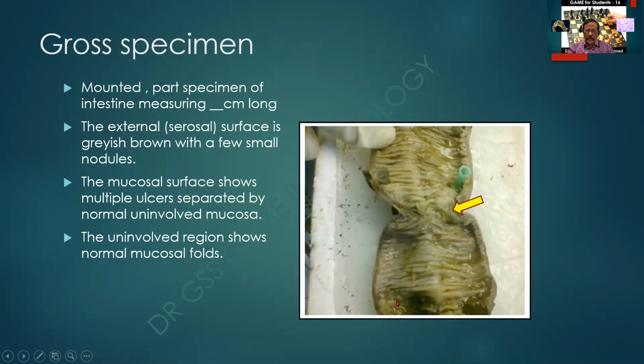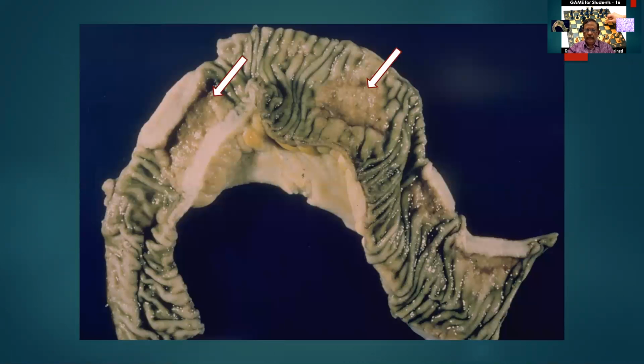And there is also another ulcerative lesion over here. The arrow points to an area of constriction which is characteristic of tuberculosis. This is a classical specimen I had already shown to you people in the rats.